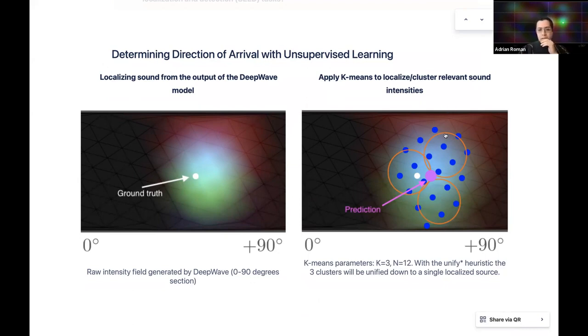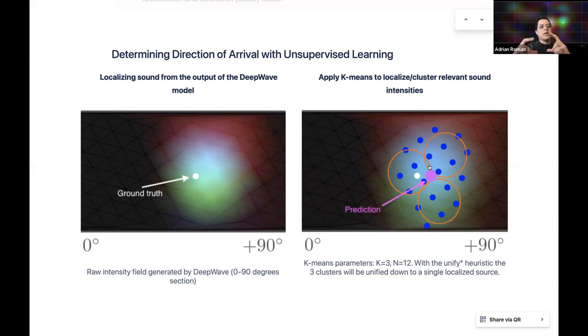So what we do is, well, we know that there is an intensity. So we use k-means clustering to localize relevant intensities. And here we are using 12 points. For those 12 points, we apply k-means clustering with k equals 3. So it will generate 3 clusters, the orange circles that you can see. And through a heuristic called unify, we're able to further unify these 3 clusters. So we will end up with only one cluster.